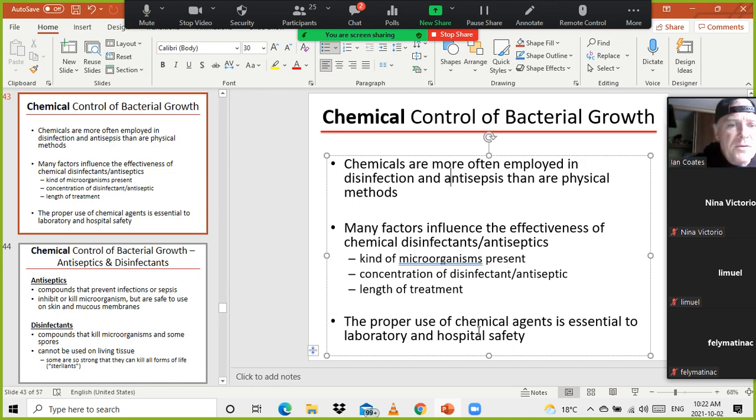The proper use of chemical agents is essential in laboratory and hospital settings. I was just using it in the lab this week. Students get in there, spray down your bench top. We've got the 70% ethanol everywhere. Honestly, I had 20 bottles on this bench and 20 on that bench. You do that at the start, you do that at the end. That's just what it all is.